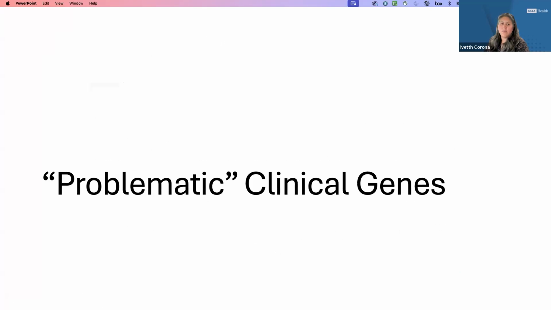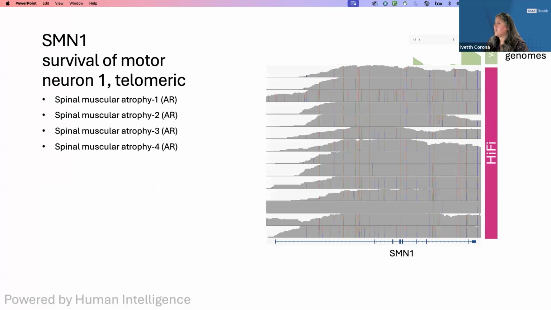Okay. So something else that we've learned with long read is the premise that we have regions that are not being resolved with short read. So here I'm going to show an example of these problematic clinical genes. So this is one of the genes.